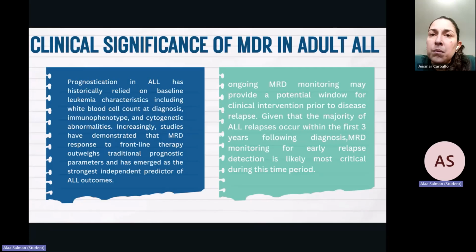The clinical significance of MRD in adult ALL. Prognostication in ALL has historically relied on baseline leukemia characteristics, including white blood cell count at diagnosis, immunophenotype, and cytogenetic abnormalities. Increasingly, studies have demonstrated that MRD response to frontline therapy outweighs traditional prognostic parameters and has emerged as the strongest independent predictor of ALL outcomes.